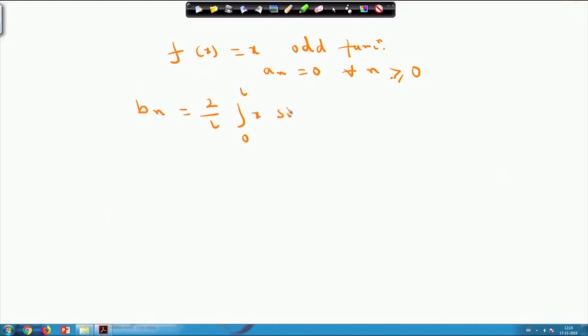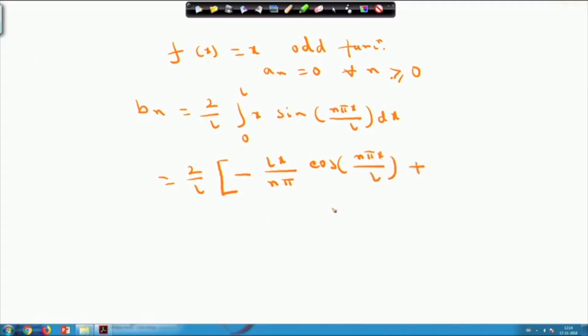into x sin(n pi x by L) into dx. If you evaluate the integral, this will be equal to 2 by L times minus L x by n pi into cos of n pi x by L plus L square by n square pi square into sin of n pi x by L. The limit will be from 0 to L.